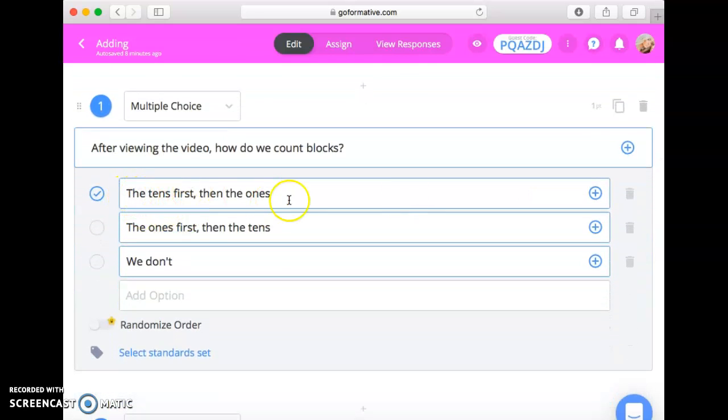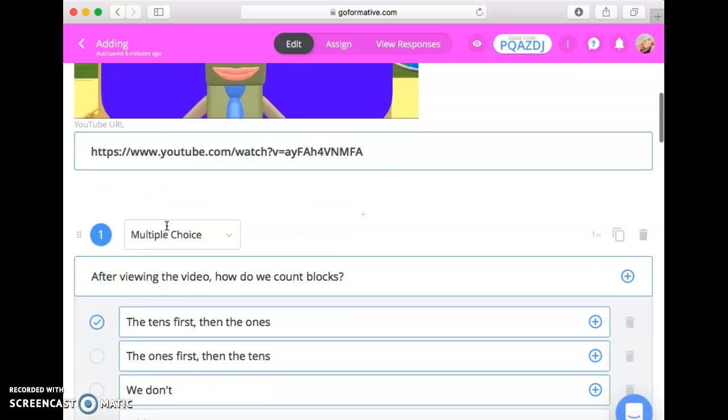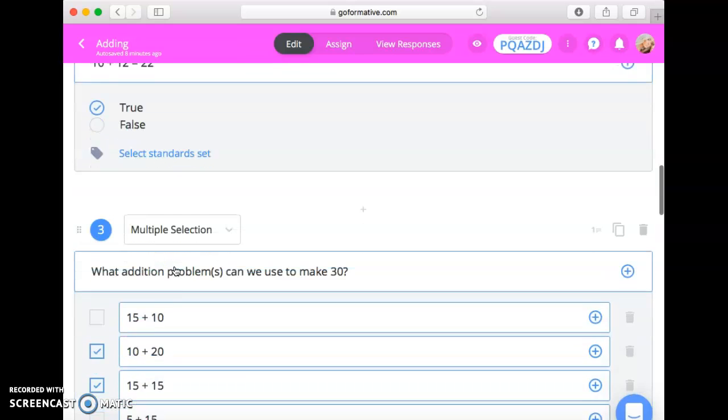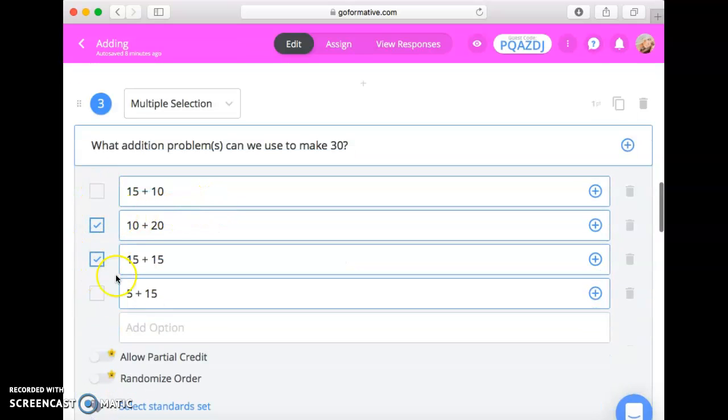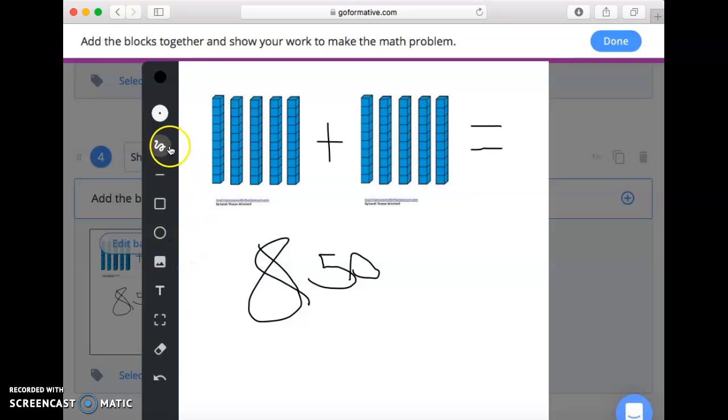I am able to write the correct answers that I'm wanting on here. I'm able to correct the right one right here. You can also make different types of questions. So we have multiple choice. You can do a true or false one, multiple selection, so there's more than one correct answer. You can do a show your work type question.